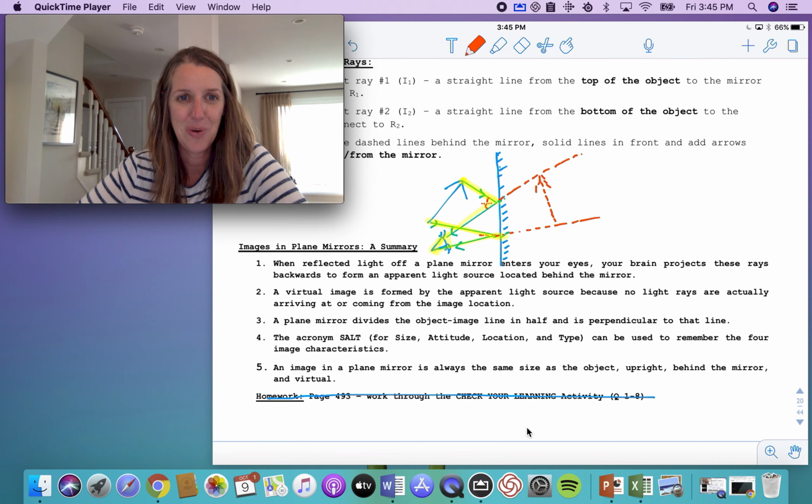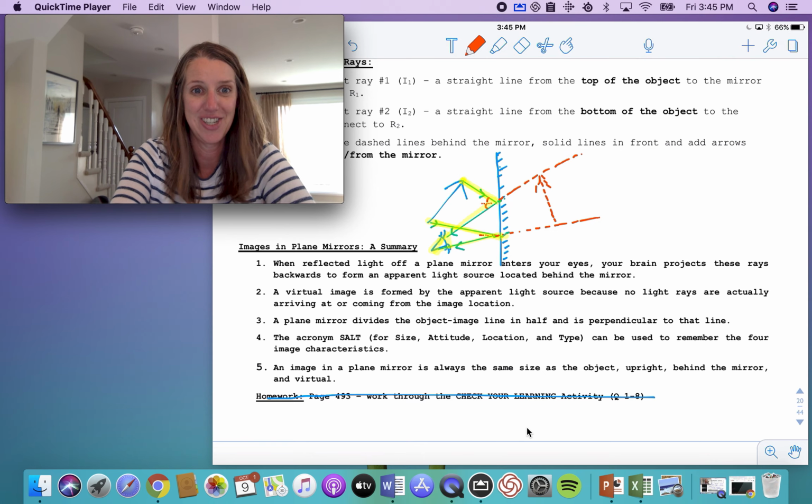And that's it for light and plane mirrors. Next time we'll look at the curved mirrors, and it's quite a bit of fun too. Okay, good luck.